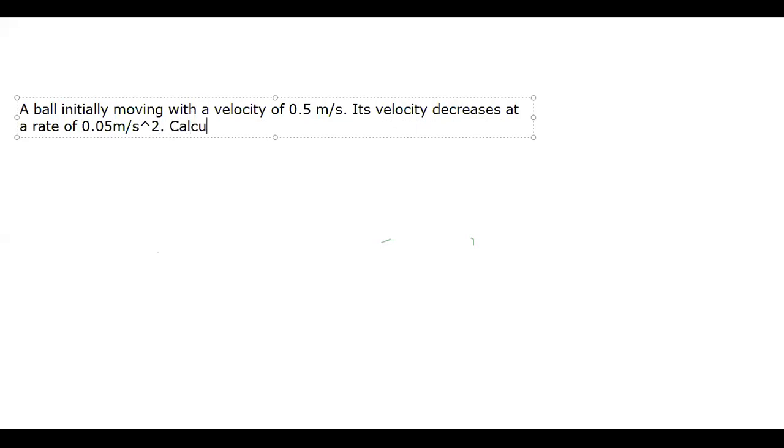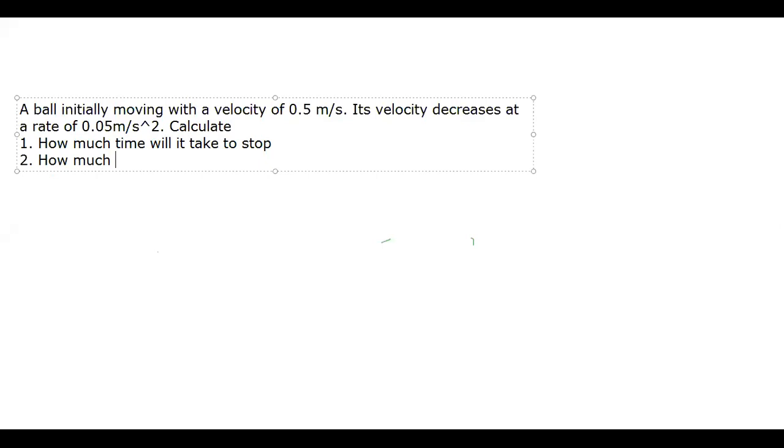Calculate first, what we have to calculate? How much time will it take to stop? And the second thing we have to calculate is how much distance the ball will travel before it stops.